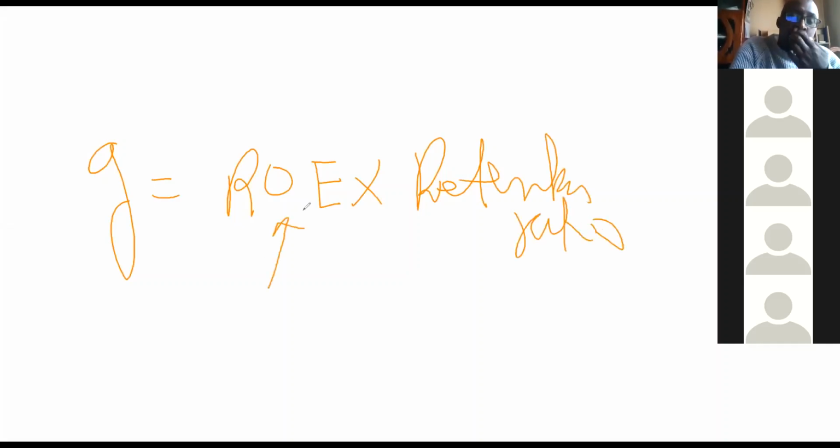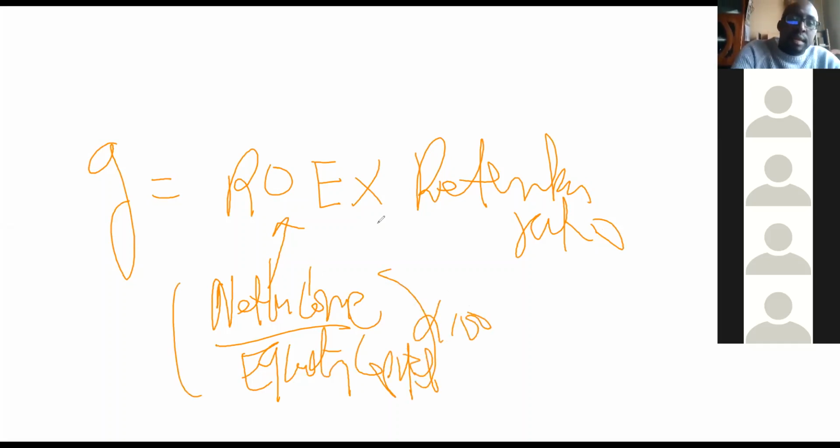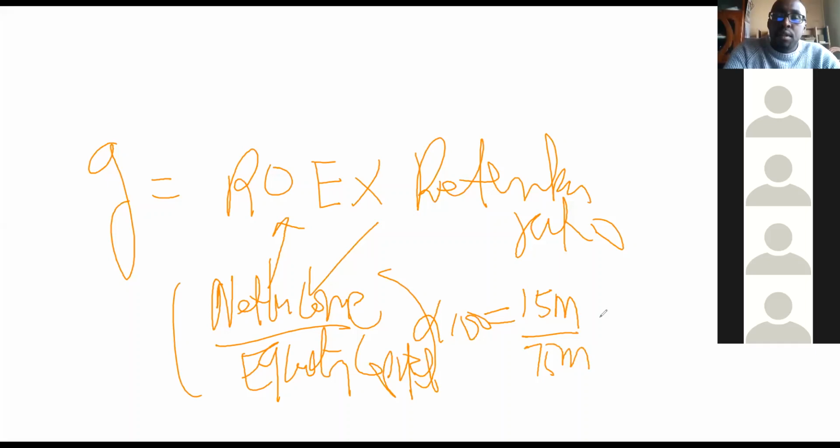And I've worked out return on equity by taking net income over equity. If you check in the question, I gave you net income. How much was it? 15. We have changed to 15 million. And how much is equity? 75. Times 100.